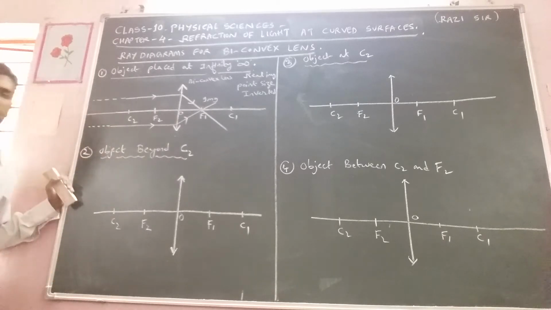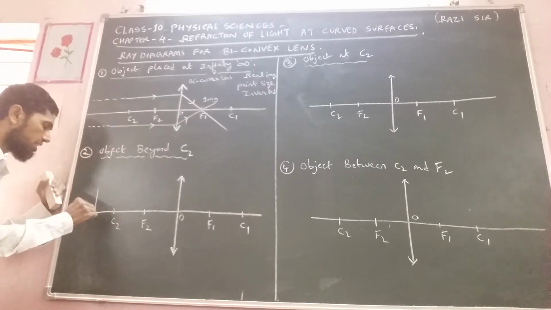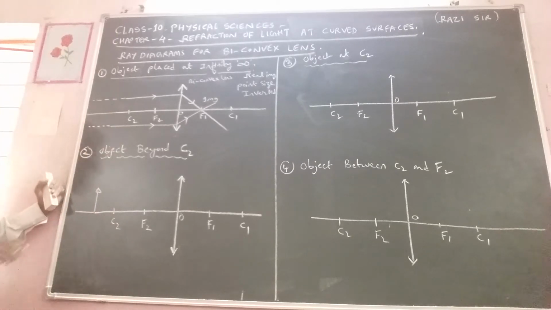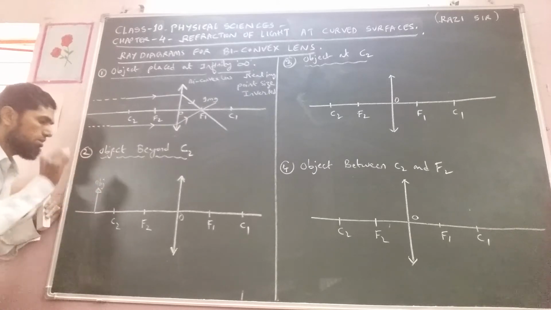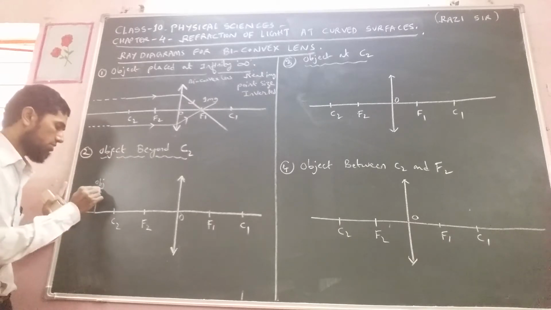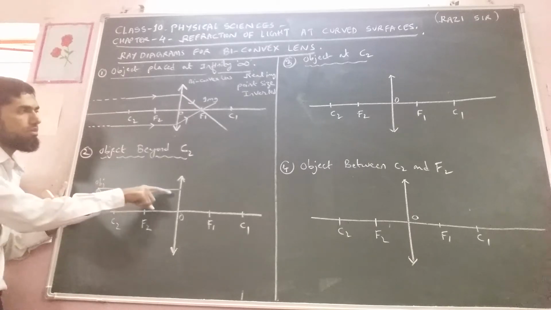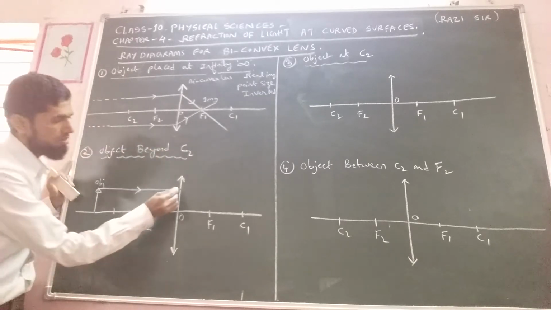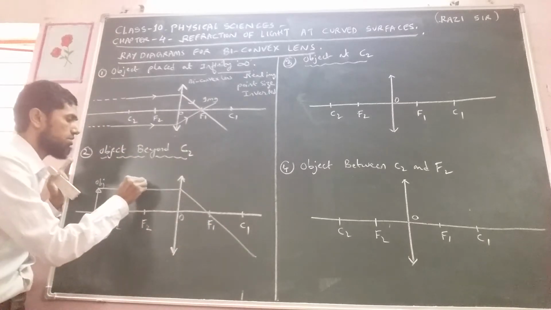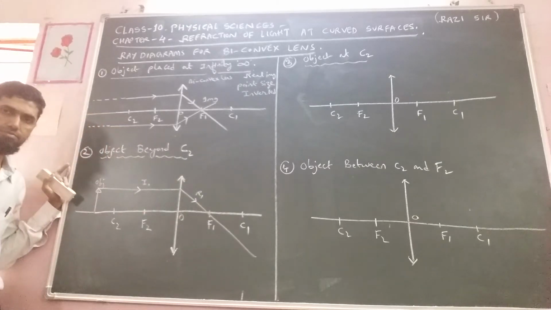Next one, when the object is placed beyond the center of curvature, beyond C2. So we draw the object here with the arrow mark. Here we have the object. When the object is placed beyond the center of curvature, we follow the rules. What is the first rule? A ray parallel to the principal axis, after refraction through the biconvex lens, will pass through the focus. We can take this as I1, this one as R1.